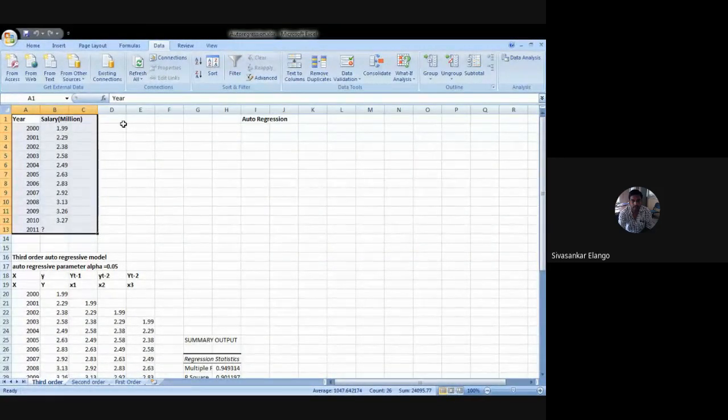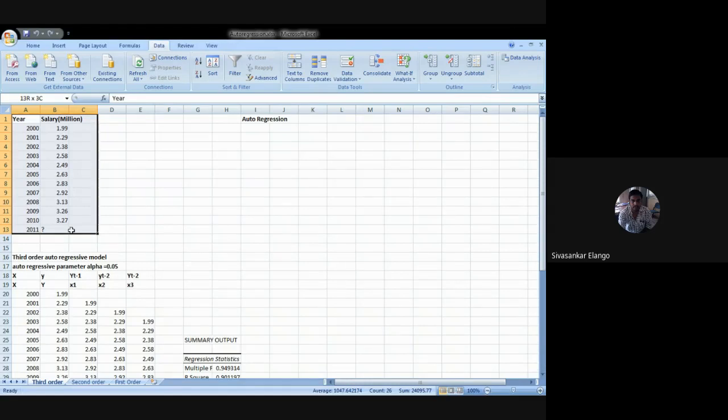Right, so this is the second problem that I want to discuss with you. In time series analysis we have auto regression. In the case of auto regression, also based on the previous values of sales of your product, you'll be able to predict the sales for the next month or next year and so on.